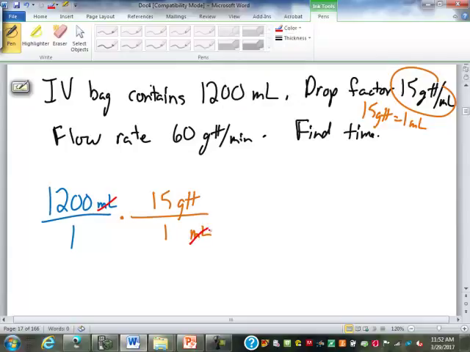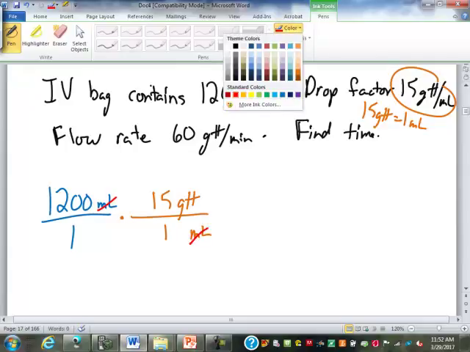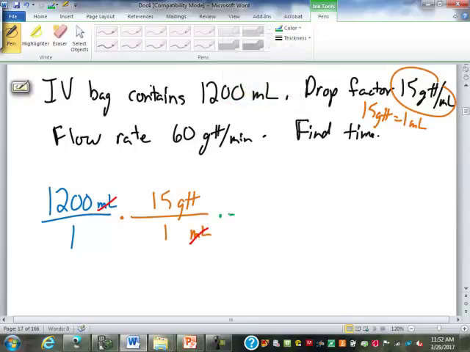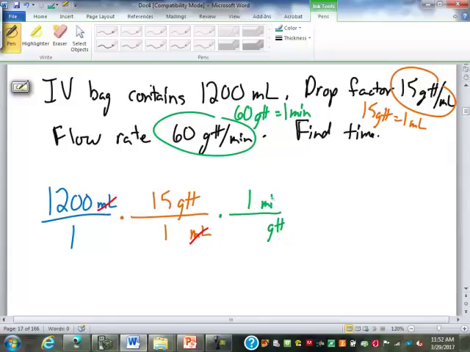So milliliters are gone. Right now I'm in drops, so I need to get rid of the drops. What do I have that's equating drops in? Well, right here I have 60 drops is equivalent to 1 minute worth of flow. So 1 minute is 60 drops. So my drops are gone. Right now the only units we have here is minutes, so this would be finding our time in minutes. So let's go ahead and do that.